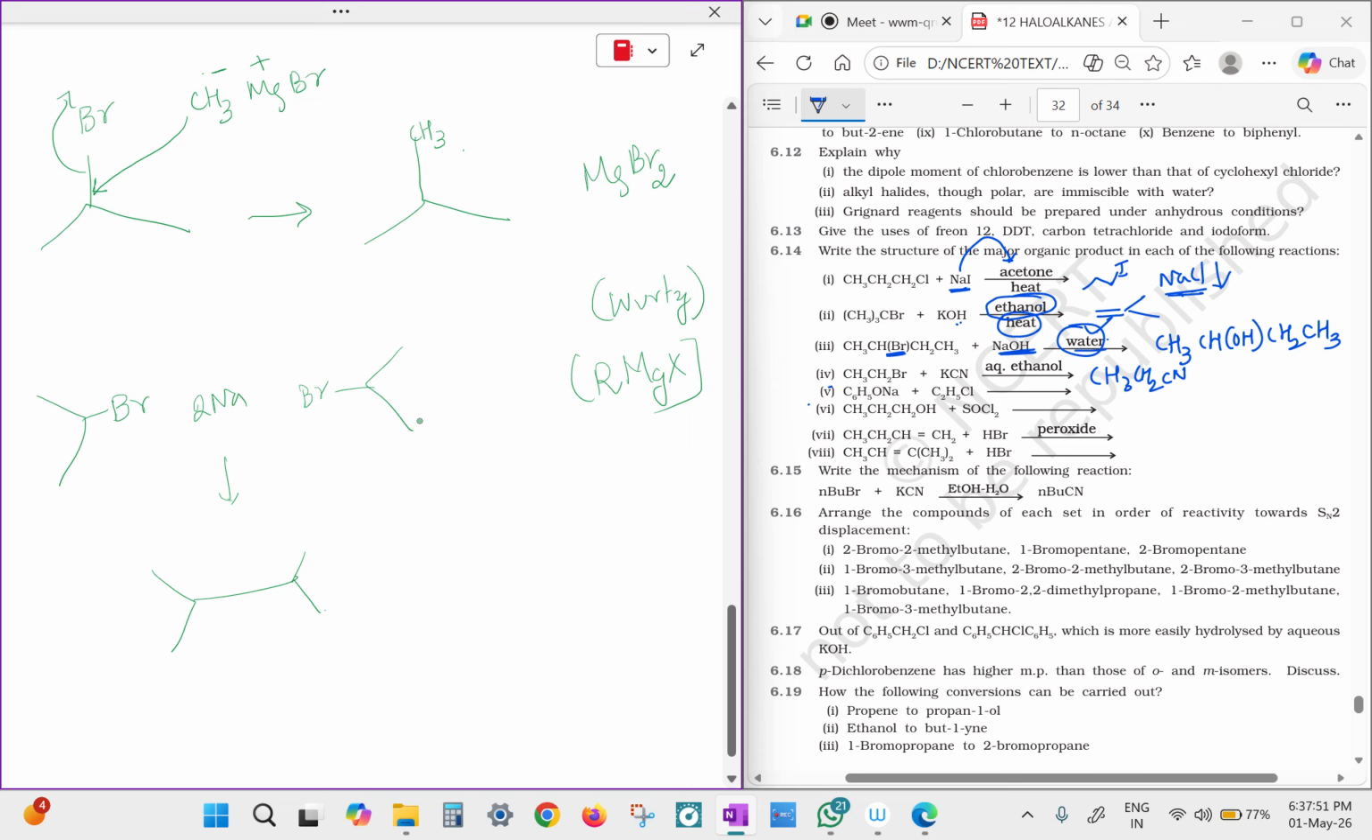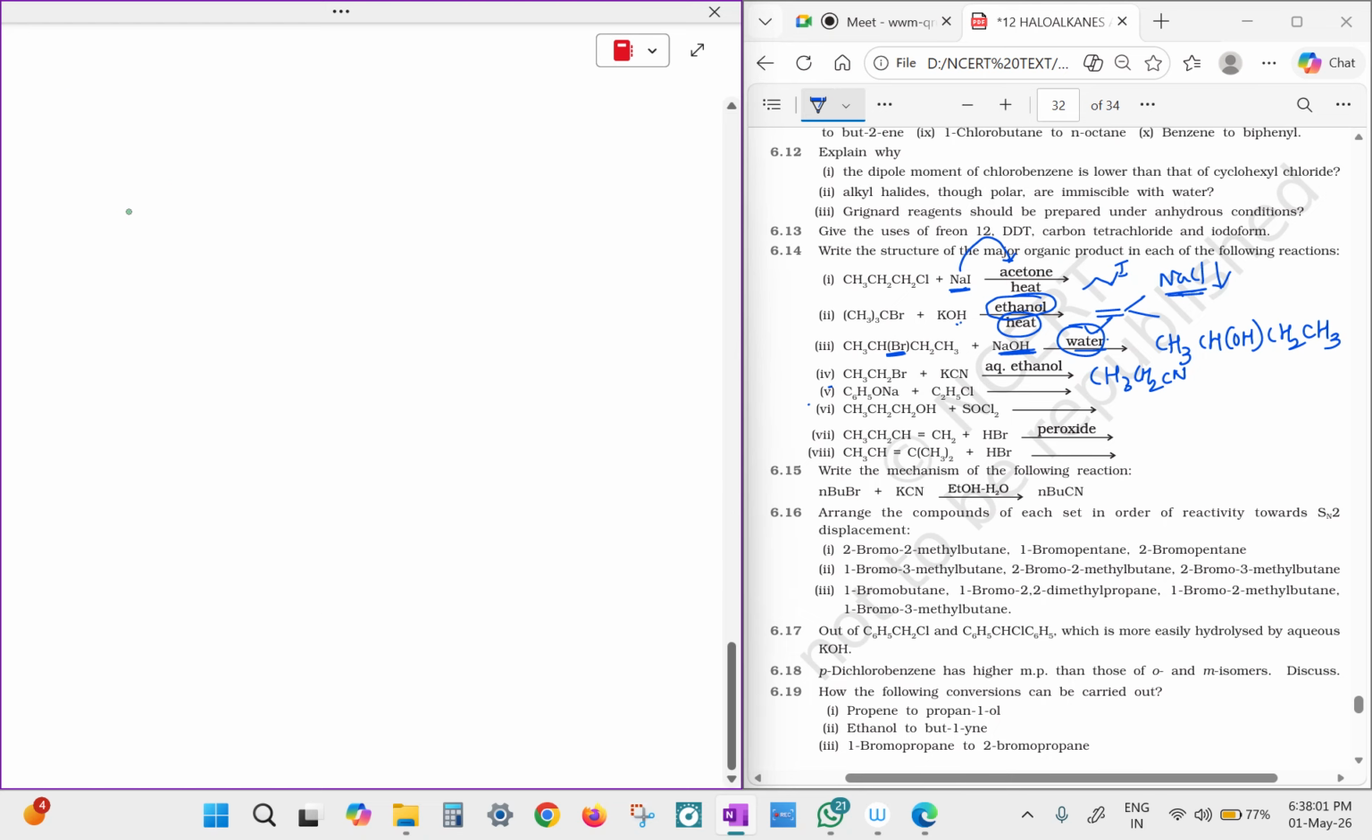Understood? Ma'am, we can do alcoholic KOH. Alcoholic KOH will do what? It will remove the HBr, no? What will you get by removing the HBr? If you take alcoholic KOH, this acts as a base. And what will it do? It will remove the beta hydrogen and will cause the elimination. So you get propene. Next what? I don't want this. I want 2-methyl propane.